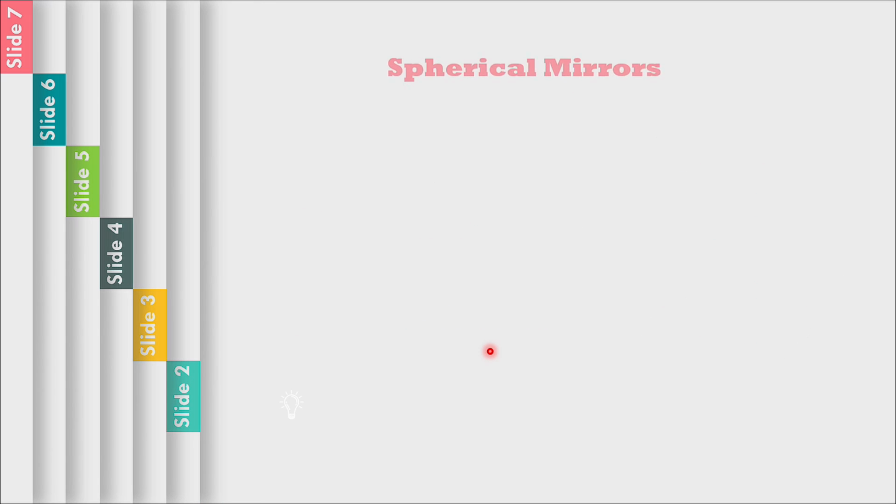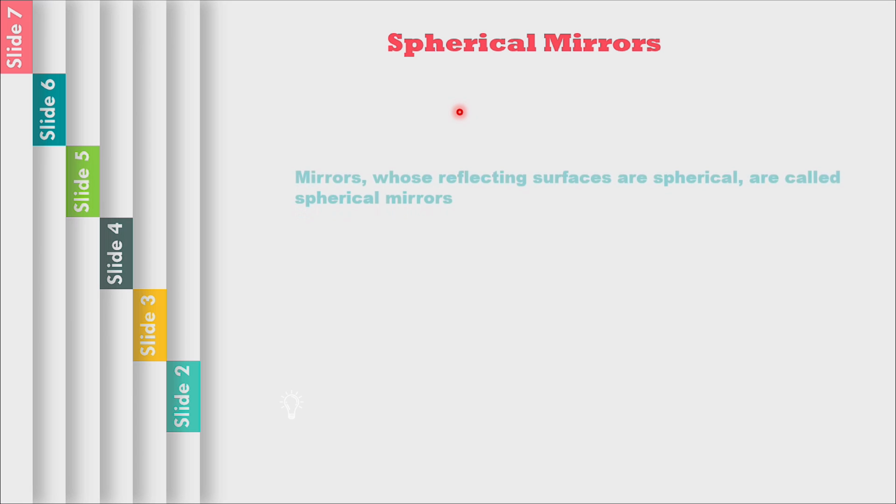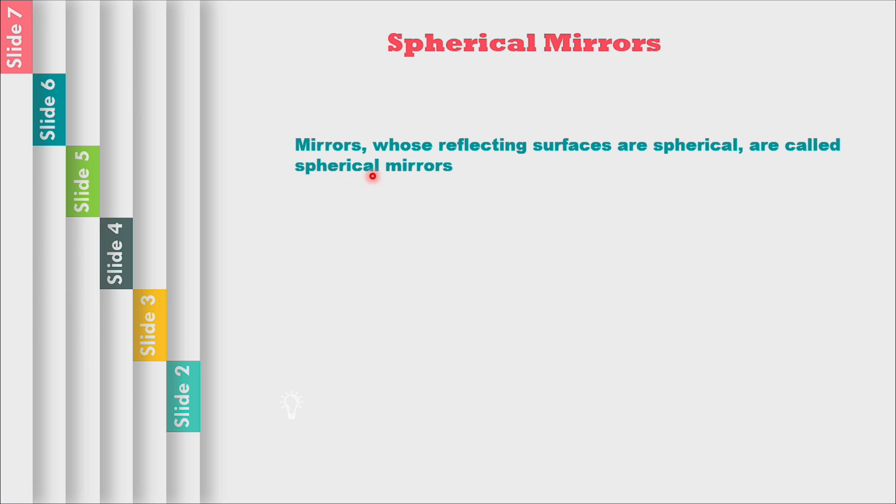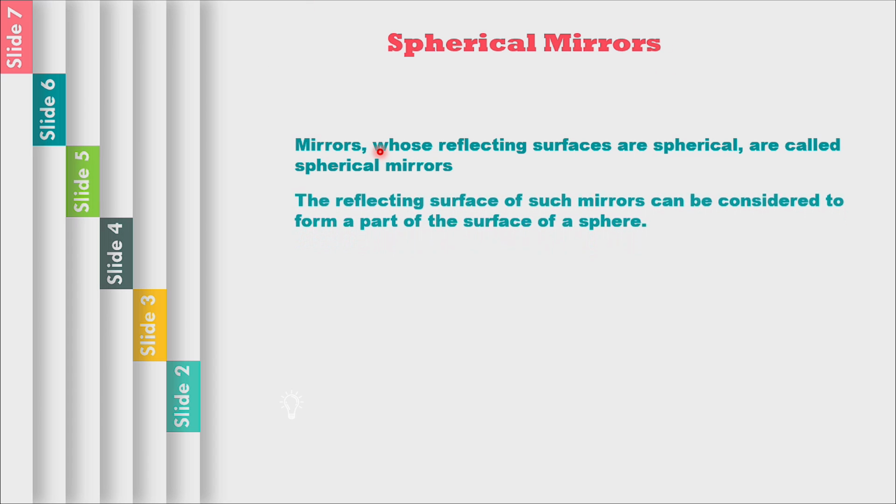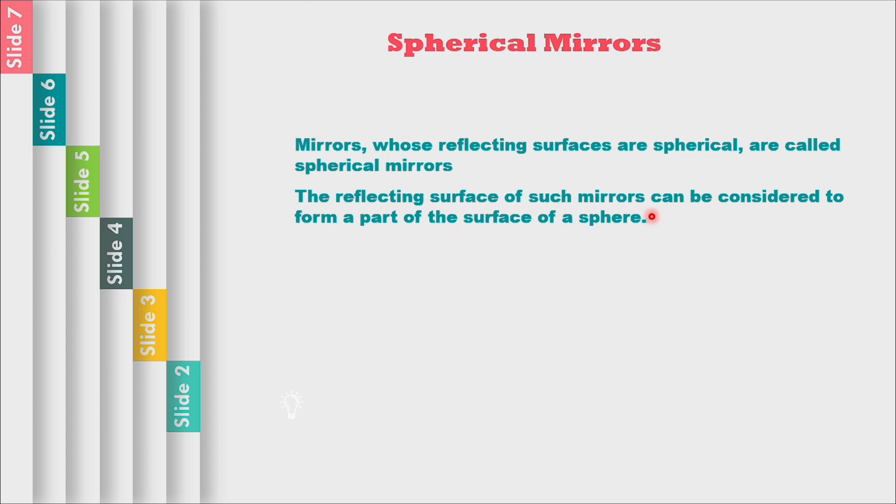So what is meant by spherical mirror? A spherical mirror is nothing but a mirror whose reflecting surfaces are spherical, or in other words, spherical mirrors are those mirrors which have a reflecting surface of spherical shape. So that is called a spherical mirror. The reflecting surface of such mirrors can be considered as a part of the surface of the sphere. So now, what are the different types of spherical mirrors?